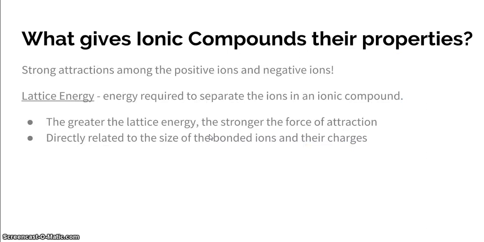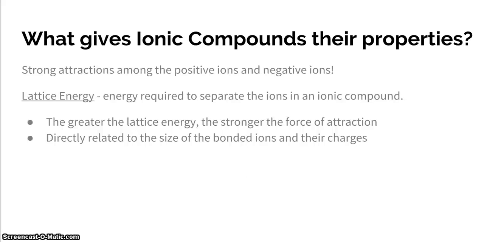Now, why do ionic compounds have these properties? What gives these ionic compounds their properties? Well, the answer to that is strong attractions between the ions. Those strong attractions are everything when we're talking about these physical properties. And there's a name for this strong attraction. It's called lattice energy. And lattice energy is the energy required to separate the ions in an ionic compound. So it's going to take a whole lot of energy to pull those ions apart. And the greater the lattice energy, the stronger the force of attraction.